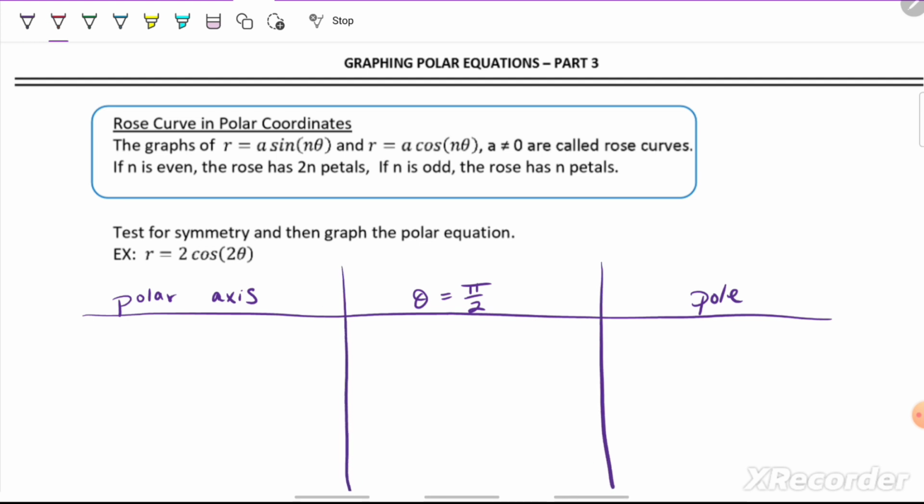When testing for polar axis symmetry, we replace theta with negative theta. When testing the line theta equals pi over 2, we replace both r and theta with the negative. And then lastly, with the pole, we're replacing just r with the negative. Remember that we will be using our negative angle identities. Cosine of negative theta is equal to just cosine of theta. So we want to keep that in mind as we're testing this symmetry.